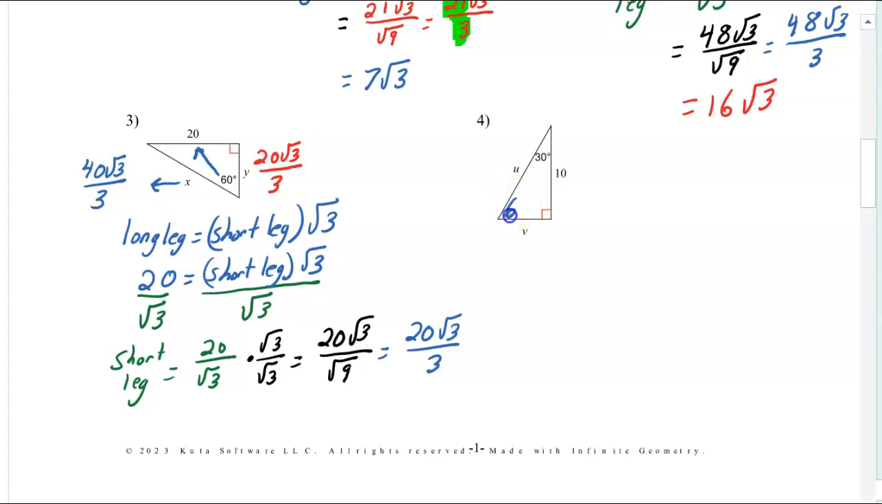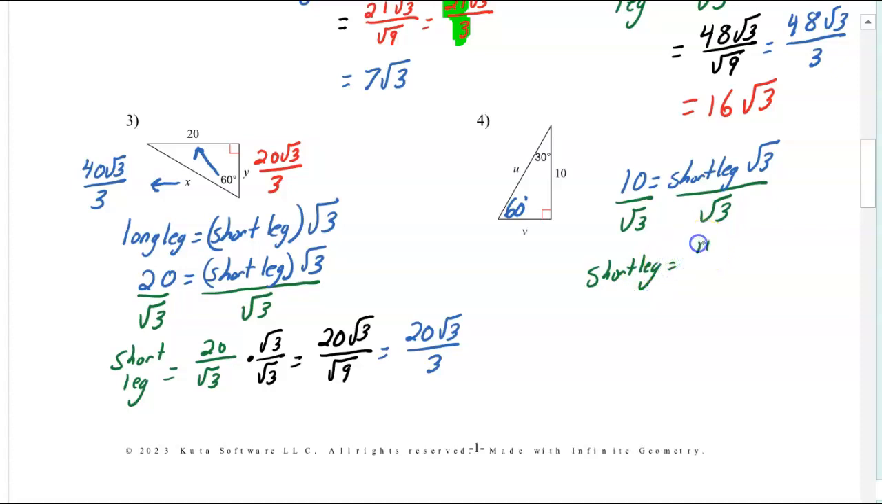In number 4, we have 60 degrees. So the 10 is the long leg. So 10 is equal to the short leg times the square root of 3. Divide by square root of 3. So the short leg is equal to 10 over the square root of 3. We're again going to rationalize by multiplying by root 3 over root 3. You'll get 10 root 3 over the square root of 9, which is 10 square root of 3 over 3. And you may leave your answer like that.